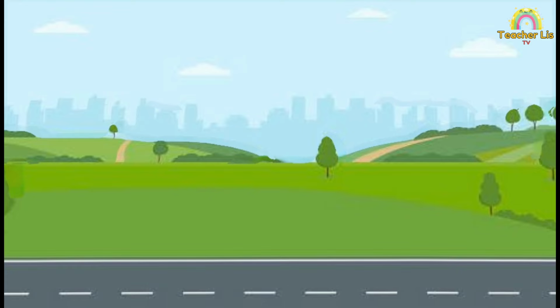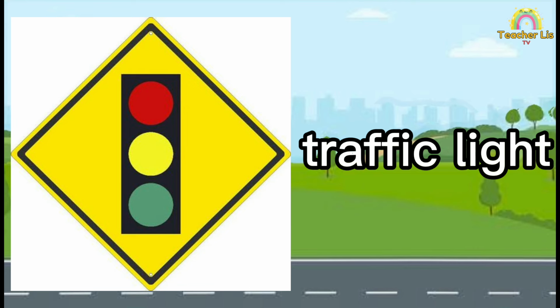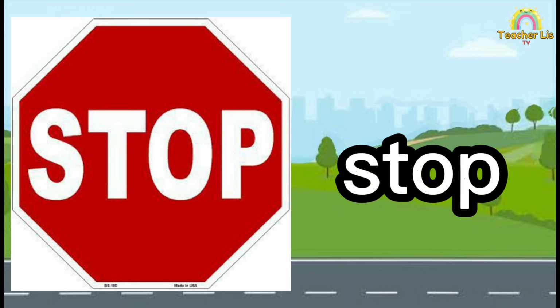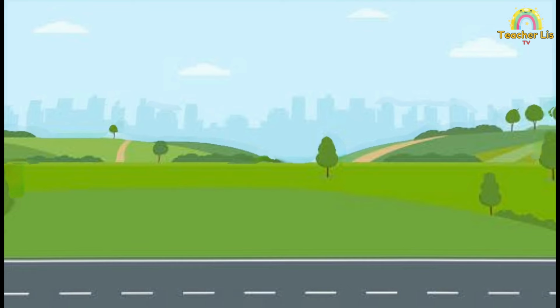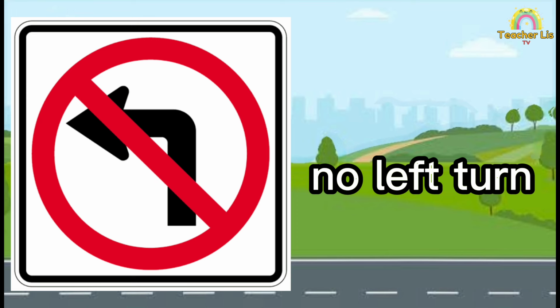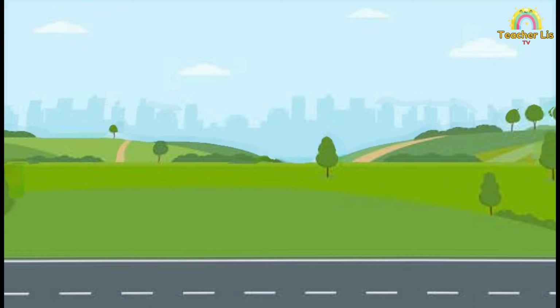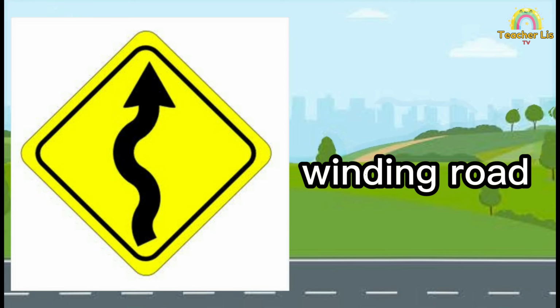Road signs and symbols. Traffic light. Do not enter. Stop. No parking. Parking lot. No left turn. No right turn. No U-turn. One way. Winding road. Slippery road.